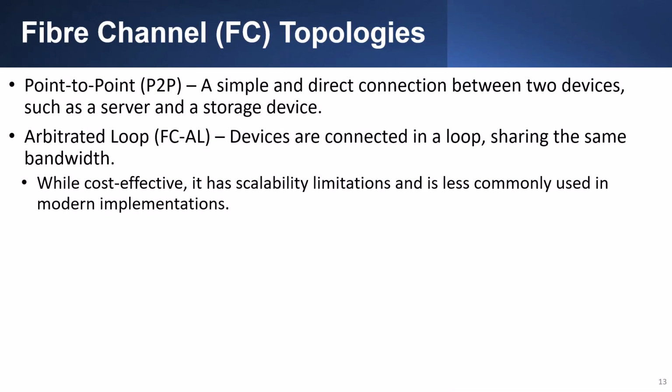The following are the fiber channel topologies. Point-to-point, or P2P, is a simple and direct connection between two devices, such as a server and a storage device. Arbitrated loop, or FC-AL, where devices are connected in a loop to share the same bandwidth. While cost-effective, it has scalability limitations and is less commonly used in modern implementations.